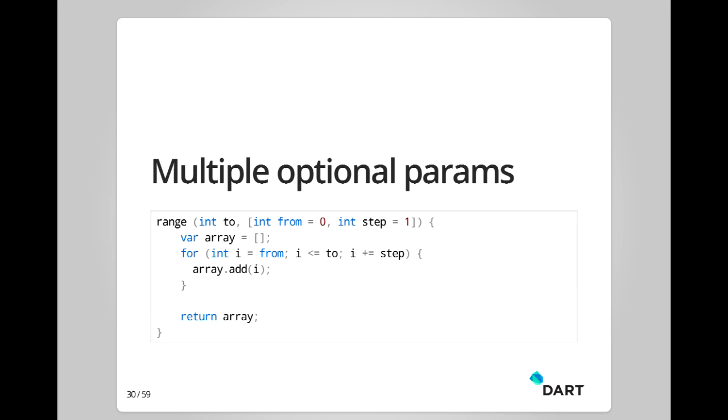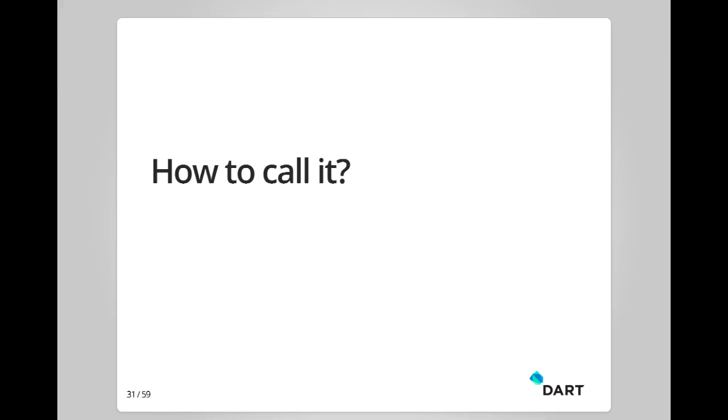Okay, so let's imagine we have a function that has multiple optional params. Like here, the range, which starts with the to parameter, then the from, and the step. It basically creates a list from one number to another and jumping by this step number. So how do we call it? If you want to just pass the to parameter, we just call it with the value, for example, 10. So we get a list from 0 to 10. If you want to pass to and from params, we can just put the comma and the next param.